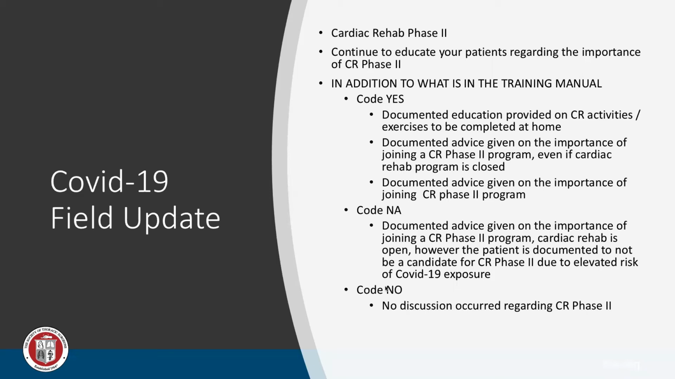You can code NA for a patient who had a documented advice given, but that patient is documented not to be a candidate for cardiac rehab phase 2 due to their elevated risk of COVID-19 exposure. If nobody talked to the patient about cardiac phase 2 rehab, then you would code no. It's really important. We don't want the patients to go home and just sit there without any plan for exercising, especially after this major procedure.